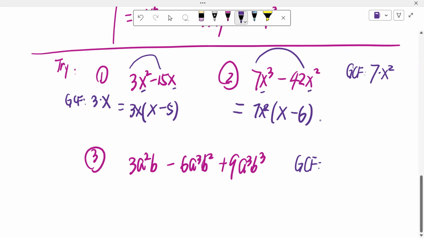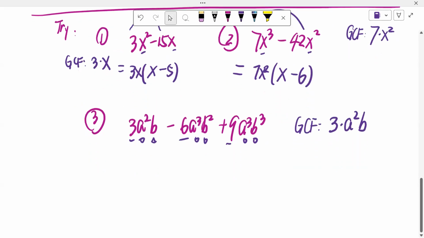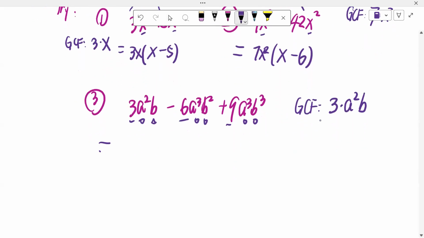And the third one, 3, 6, 9, GCF is 3. A squared, a cube, and a cube. We use a lower exponent, lower power, a squared. B squared and b cube. We use the lower power and b. Now basically, the GCF is 3a squared.